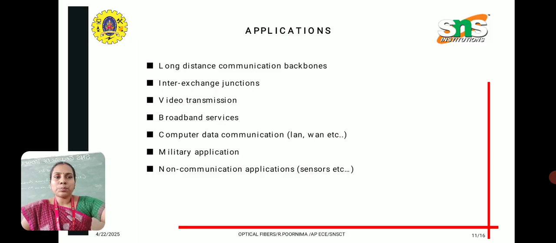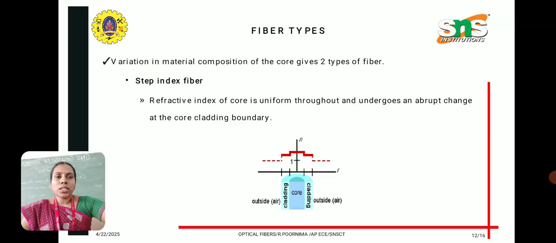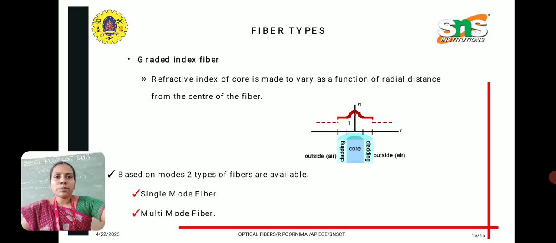communication, etc. And we can see the types of optical fiber, where we use step index fiber, which has a core and cladding as shown in this representation, and graded index fiber. Here the refractive index varies as a function of distance. And also other types are single mode and multi-mode fiber.